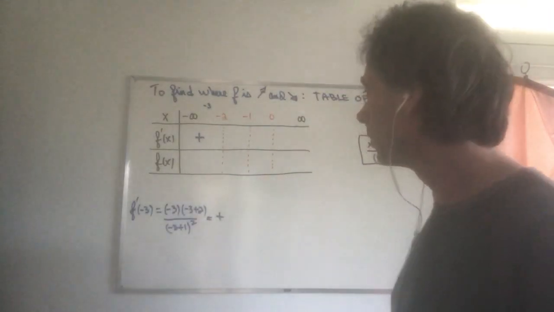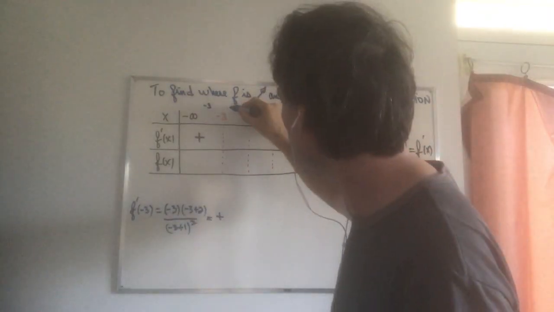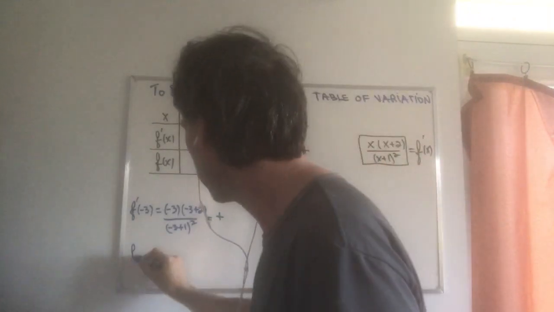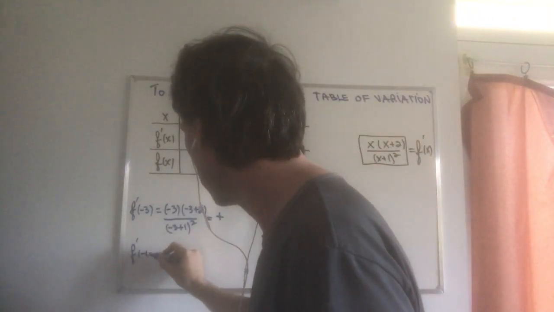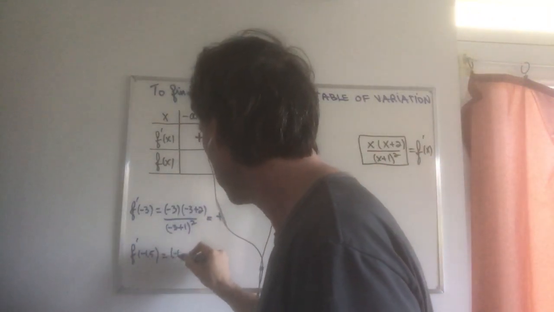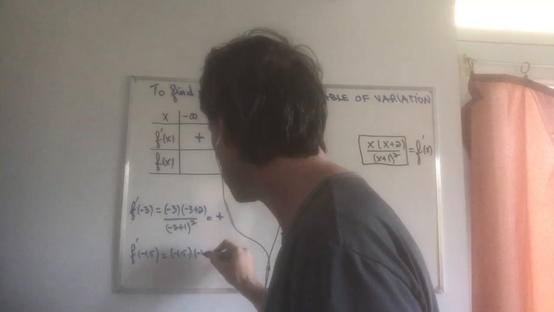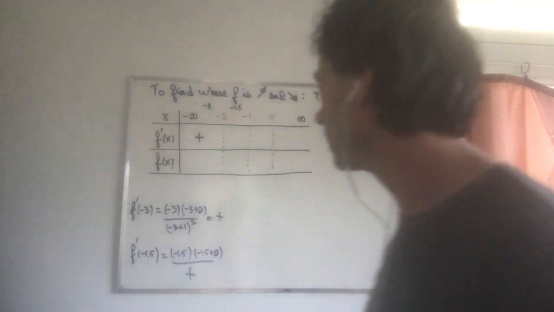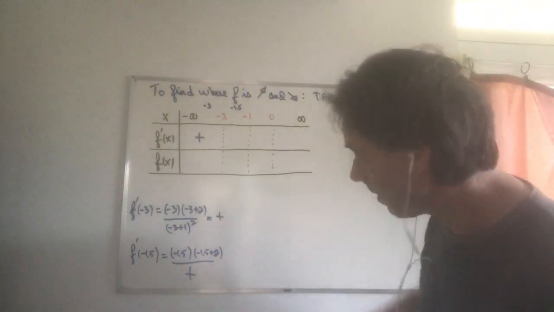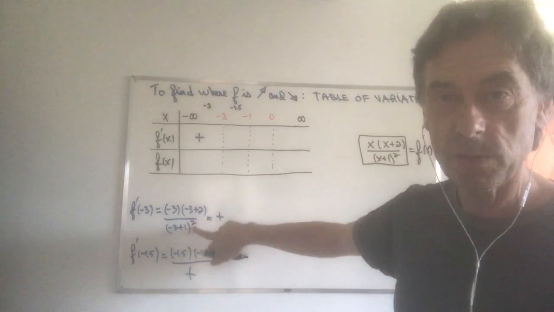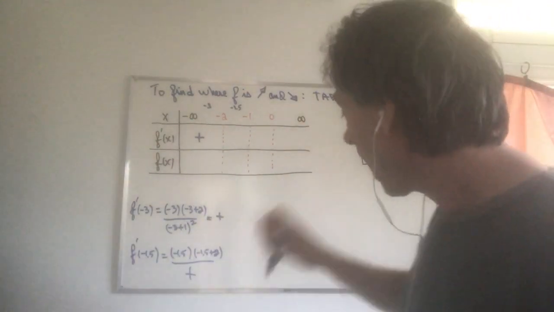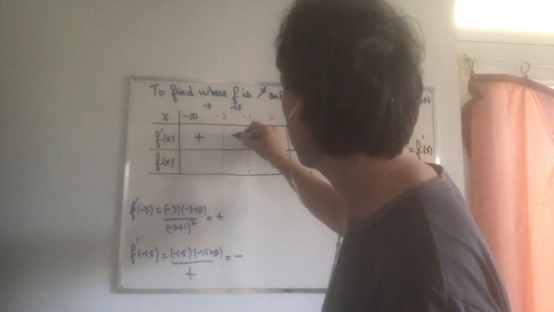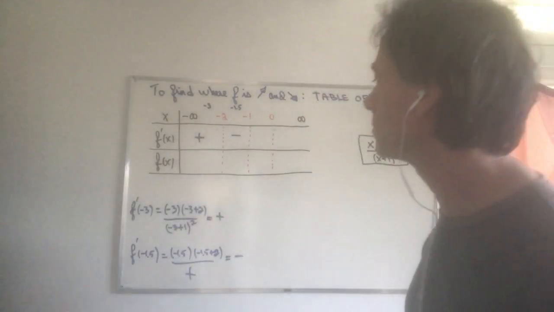And we continue. Here, minus 1.5. We put it in. Minus 1.5 times minus 1.5 plus 2 over something that I don't really care what it is because it is positive. And why is it positive? Because the bracket has a square. So it's a minus times a plus.